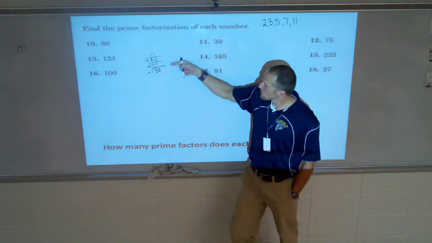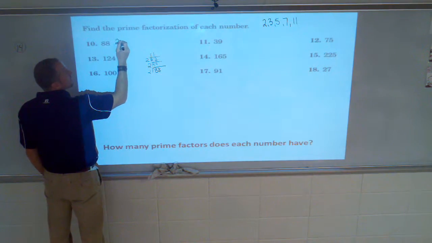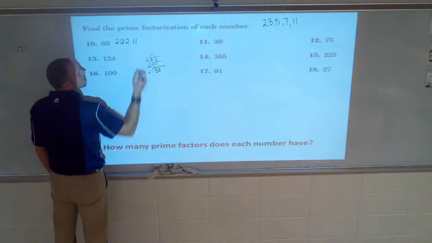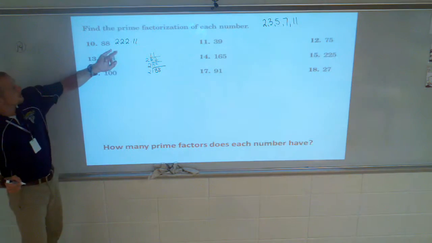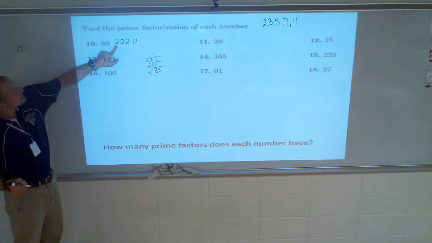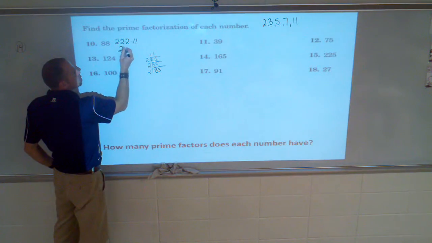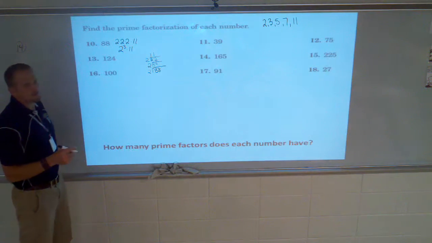Okay? So, when I write this prime factorization out, it's going to be 2 times 2 times 2 times 11. Okay? Now, another way that we can write this, and this is a preferred way, instead of 2 times 2 times 2, I'm going to write 2 to the third times 11.